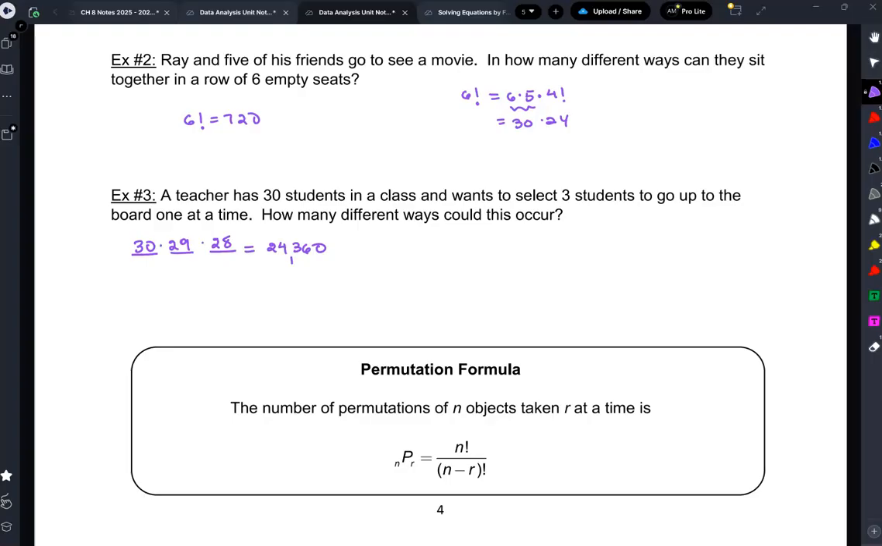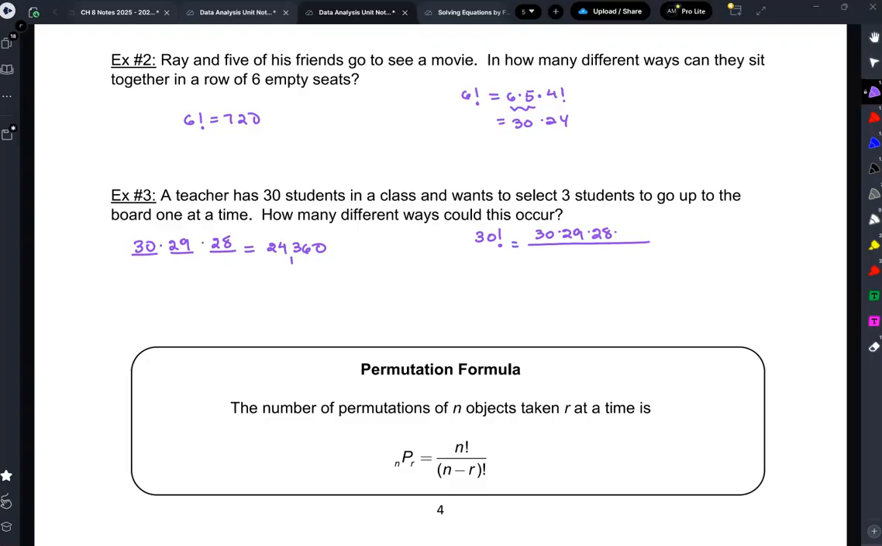But now, listen, we can't keep writing out numbers like this, because what if you have a larger order of numbers? There has to be a more efficient system to do this. So let's figure this out. I have 30 students. If I had done 30 factorial, that would have been 30 times 29 times 28 times 27, and so on.